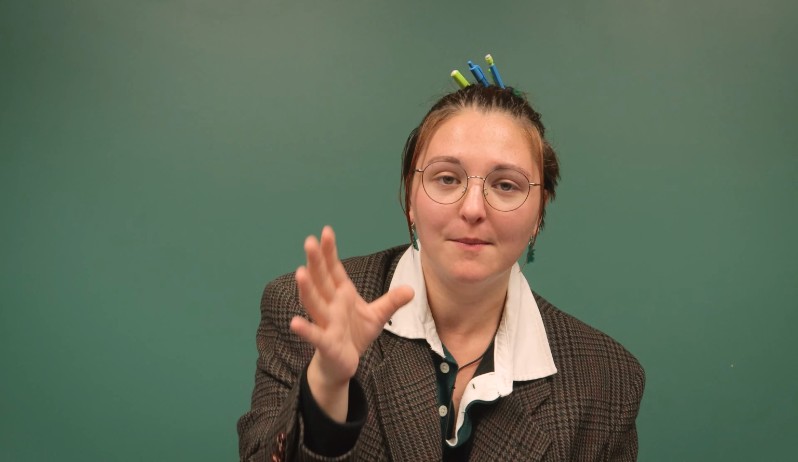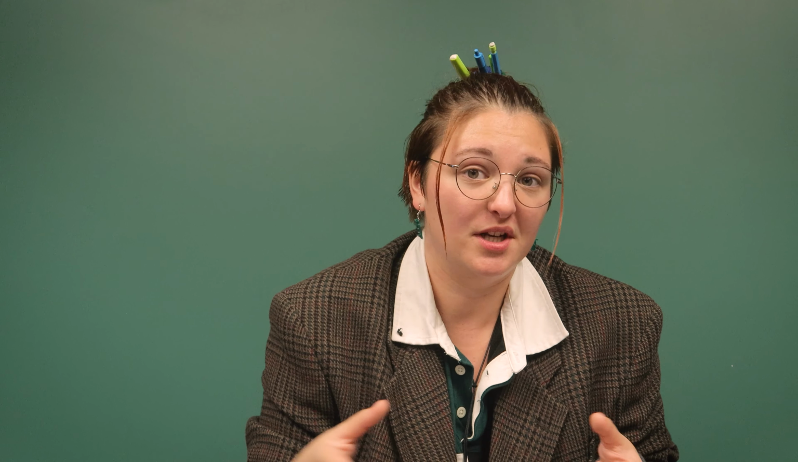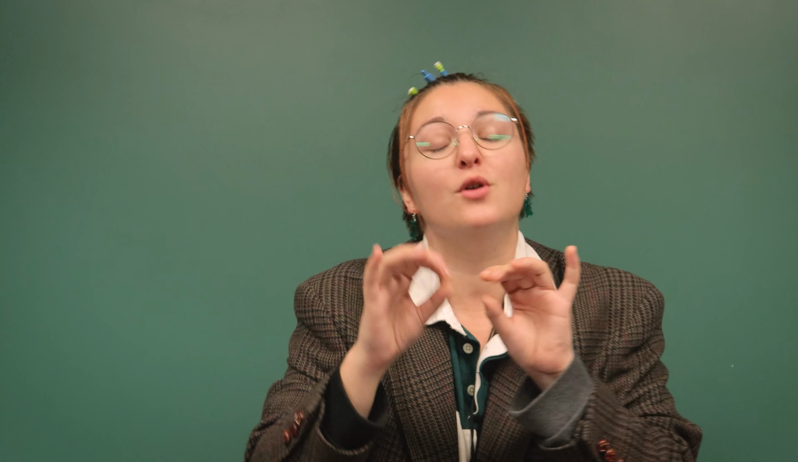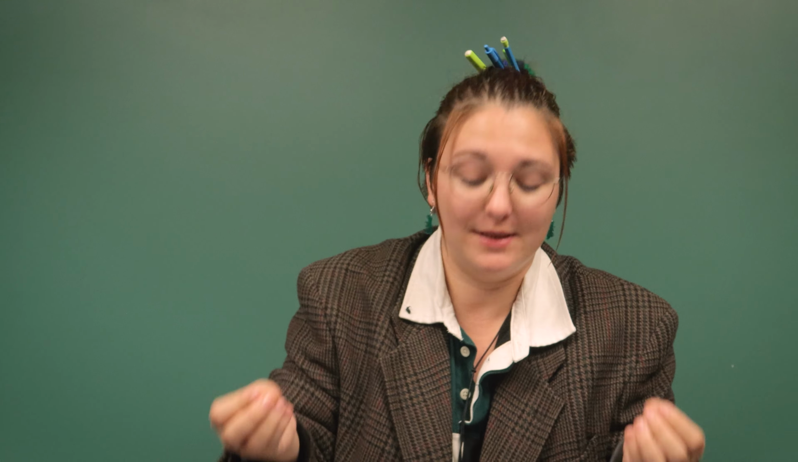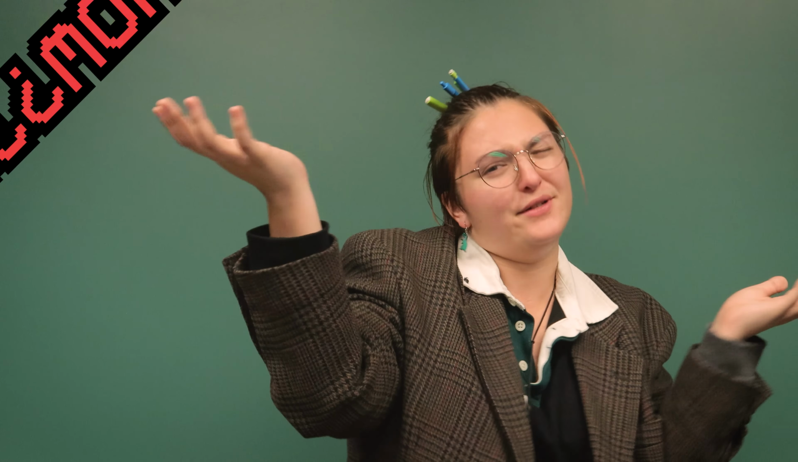See, there are massive amounts of ozone located in the stratosphere called the ozone layer. Due to ozone's absorption of ultraviolet radiation, the ozone layer functions to protect humans against overexposure to the sun's UV rays. But how does it do that?